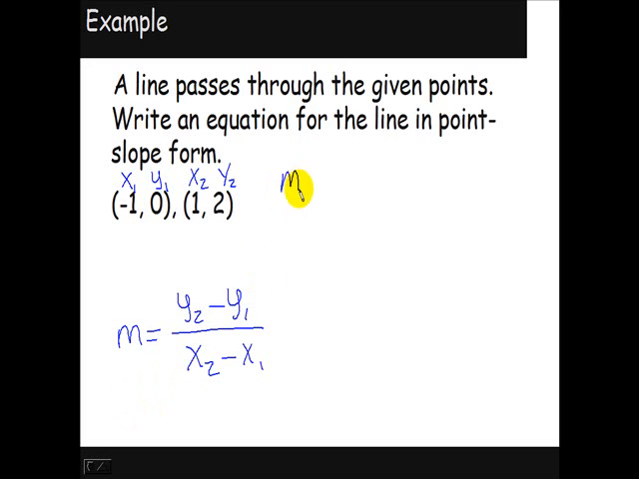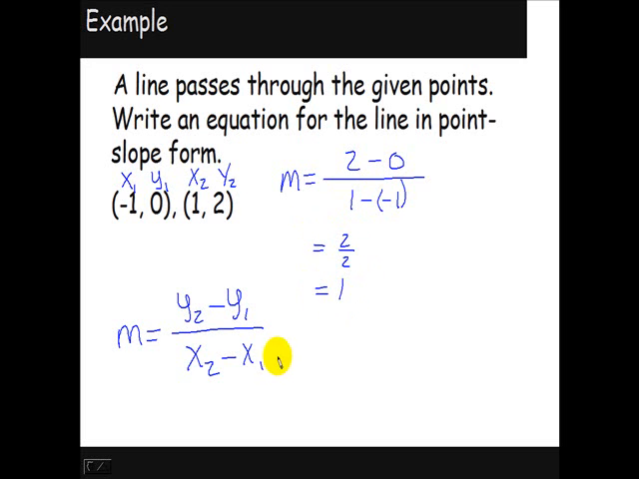So slope is equal to second y is 2 minus first y is 0 over second x is 1 minus first x, that's a negative 1, so we have to be careful with our arithmetic here. 2 minus 0, 2. 1 minus a negative 1 is also 2. 2 over 2 is 1. So we have a slope of 1.